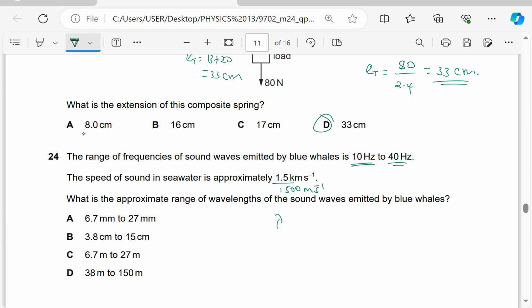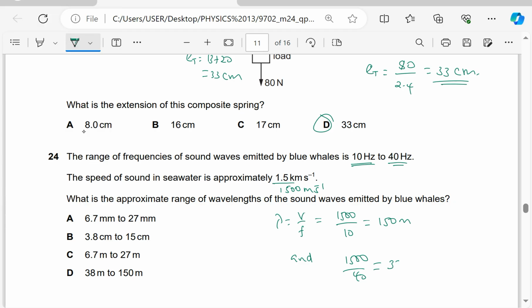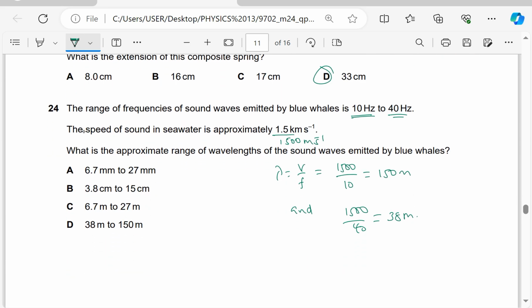So let's check. Wavelength is equal to speed over frequency. For 10 Hz, this will be 1,500 divided by 10, which is 150 meters, and we have 1,500 divided by 40, which is 37.5, which is approximately 38 meters. So the range is 38 meters to 150 meters. So the answer is automatically D.